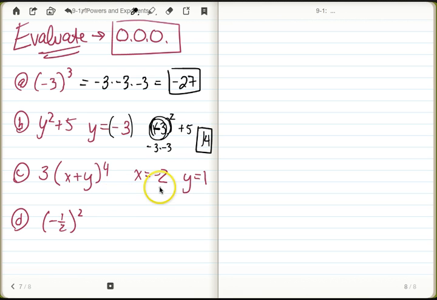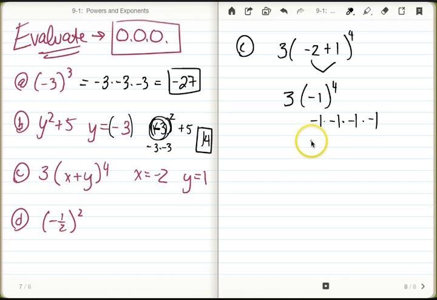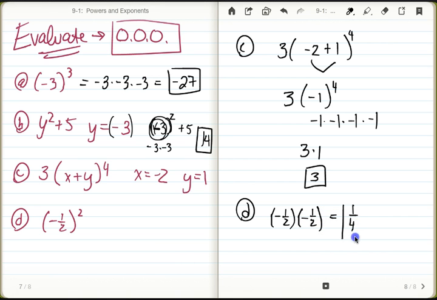And then here, let me do C over here. I have negative 2 plus 1 inside my parentheses. Let me do the parentheses first. That'd be negative 1 to the 4th power. Be careful. Negative 1 times negative 1 times negative 1 times negative 1 is positive 1. It's not 4 or negative 4. Okay, positive 1. So 3 times 1, that's just 3. That was kind of fun. And then negative 1/2 squared. It's just negative half times negative half. We can do that, no problem. It will be a positive 1/4.